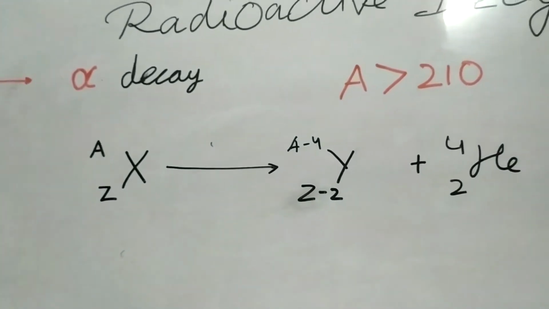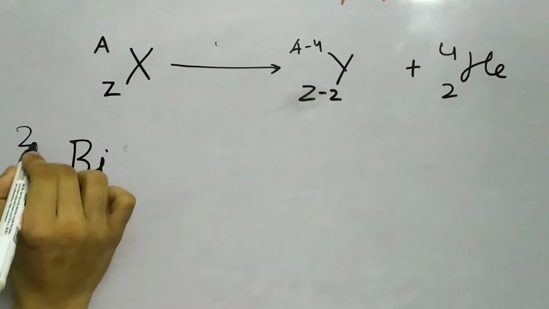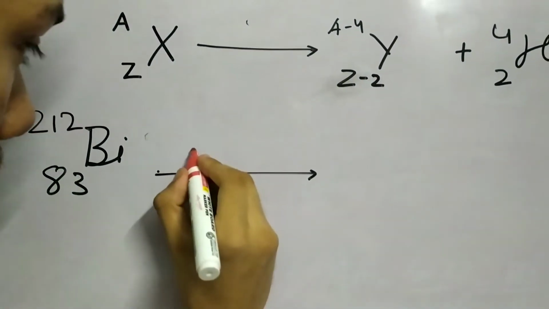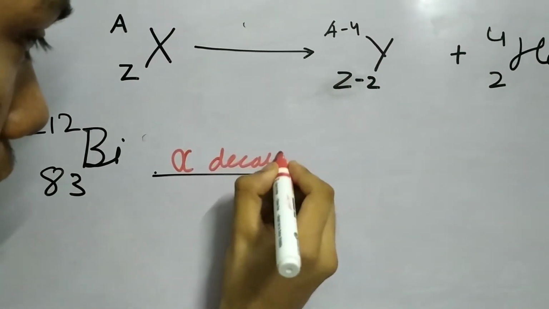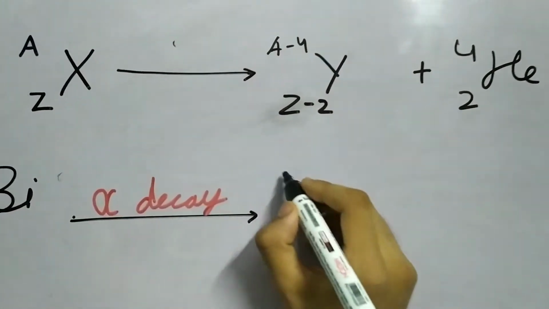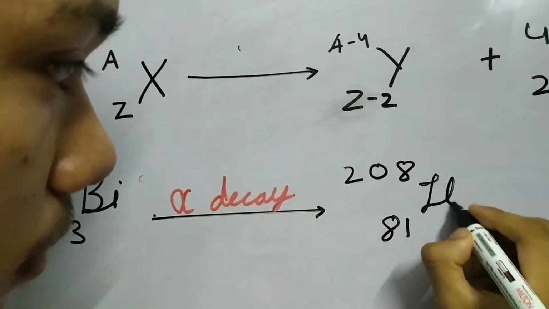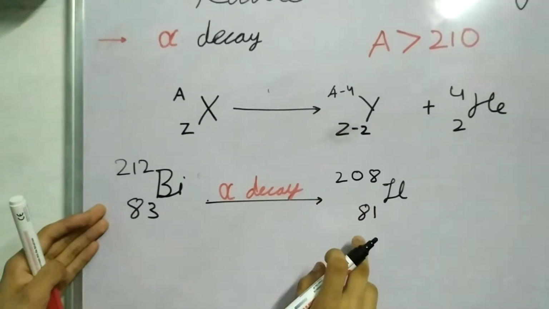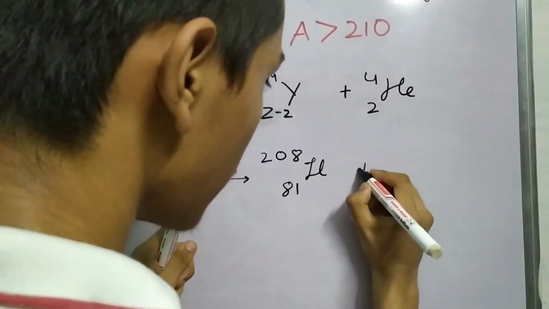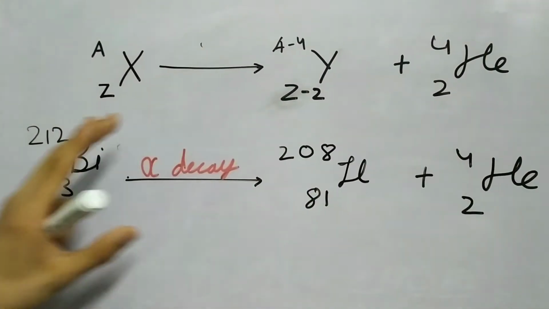Let me give you a quick example. Bismuth, atomic number 83, has a mass of 212. It undergoes alpha decay, so we can write alpha decay over there just to show what's happening. A minus 4, so it's 208, and Z minus 2, 81. This element is known as thallium. So bismuth undergoes alpha decay and forms thallium, a new element, with a release of a helium nucleus. This is a good example of alpha decay.